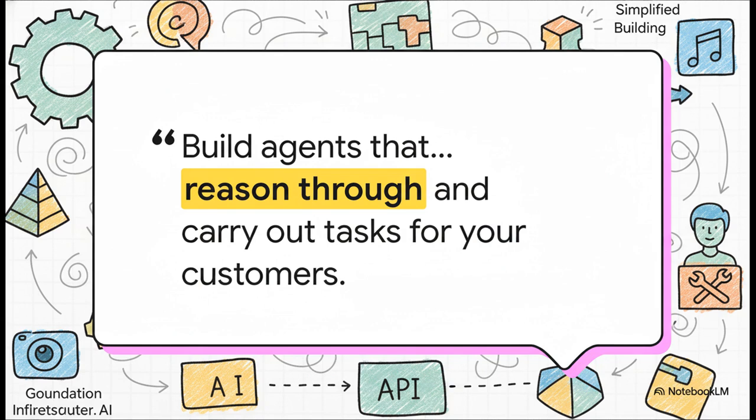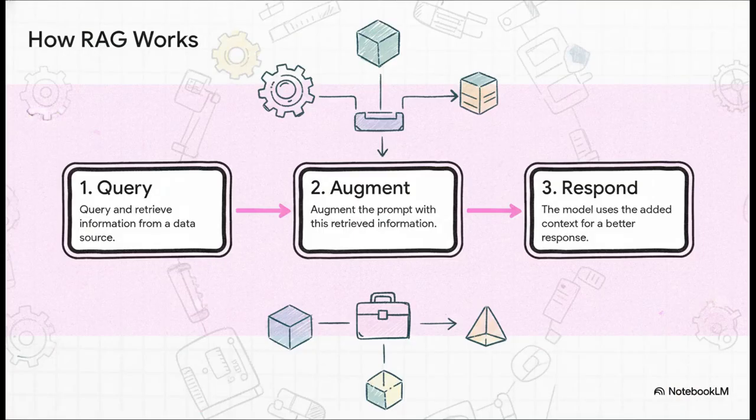We're talking about things like booking a flight with multiple stops, or even processing an insurance claim from start to finish, all on its own. And then we have RAG. This is the magic trick for making a model an expert on your company's information, without having to do a full-blown retraining. It's a really simple three-step process.